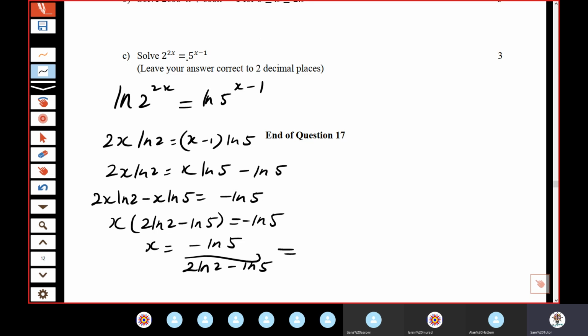So let's have a look. First step, we log both sides. Then we brought our powers down because we're allowed to do that with logs. Then at this stage, I expanded this because I can see x is on two sides. I don't like that, so I expanded. There it is. I brought this to the left-hand side. There it is. I factorize my x and then just divide.